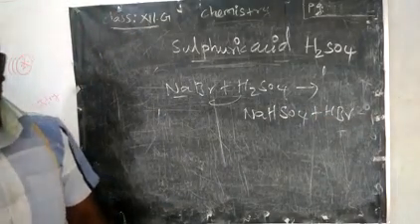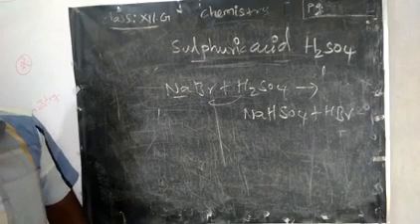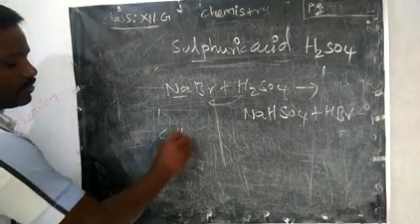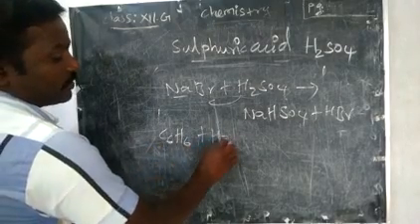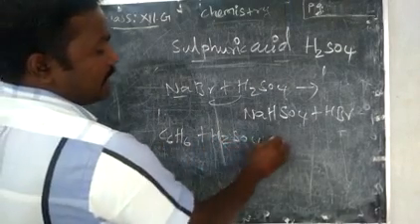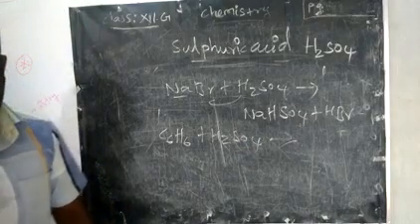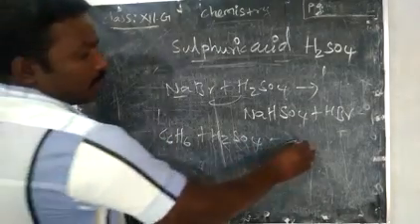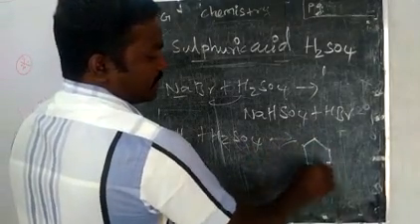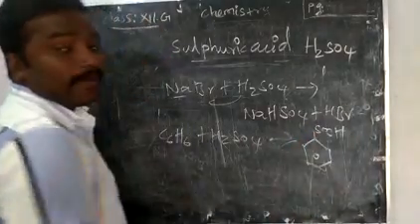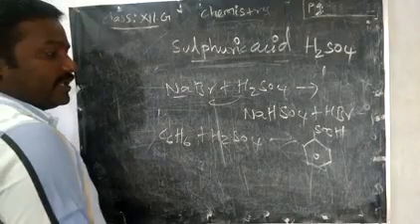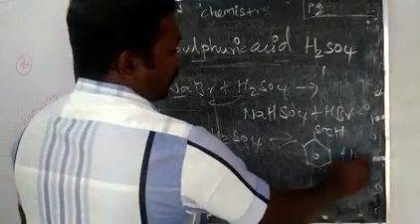Sodium bisulfate. The reaction with an organic compound like benzene, C6H6, with H2SO4. Actually, it is a sulfonation reaction. So it will form sulfonated benzene. You may remember it like this, SO3H. Simply, in the book they have given C6H5SO3H along with water.